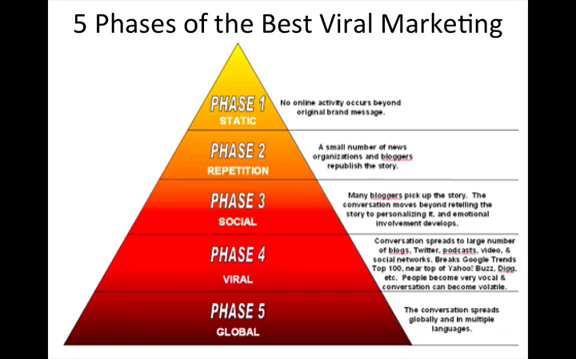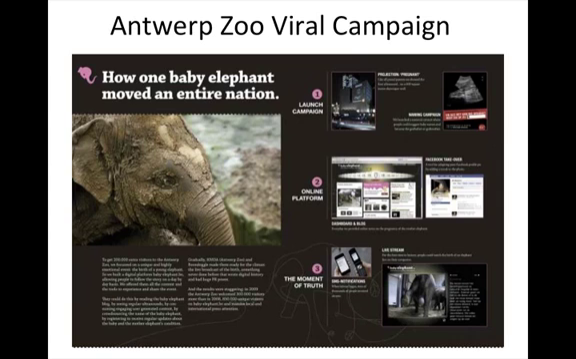The 5 phases of best viral marketing: it's just launching, static, repetition when people start to talk about it. Then it goes social to all the different social platforms. Once it goes viral, it spreads via all the different channels. And when it goes global, it's truly going global in different countries, different languages. People replicate the content, and it just spreads like wildfire.